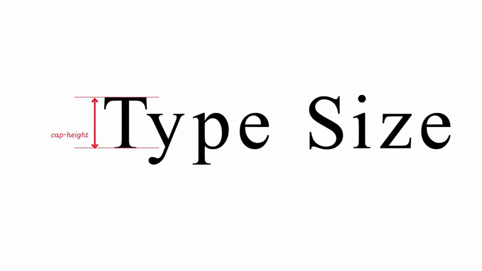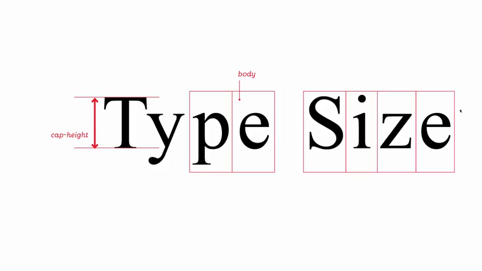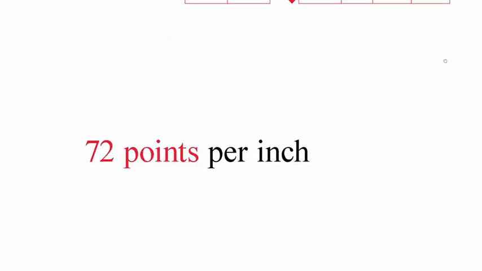The system for measuring type that we use is based on times when type was actually set on metal, and that metal was used on a printing press to print letter forms. So each letter form was a raised piece of type, and it had a body behind it. It had a solid piece of metal behind it. And that block of lead behind the type, that body, would have a uniform size so that the type could be lined up on a press in order to print it. And it's this body that we measure when we're measuring type, and that's known as the point size of the type.